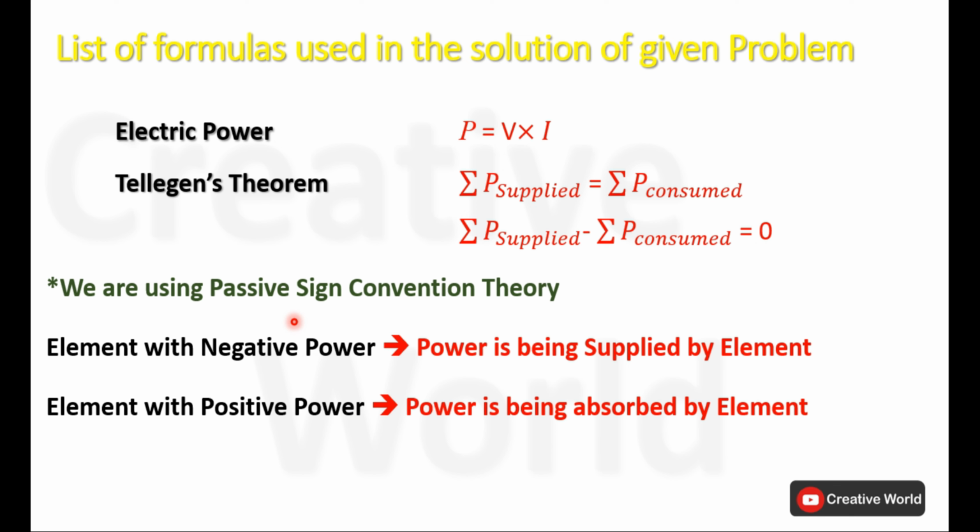We also will be using passive sign convention theory. According to this theory, elements with negative power will be considered as power suppliers and elements with positive power will be considered as power absorbers.